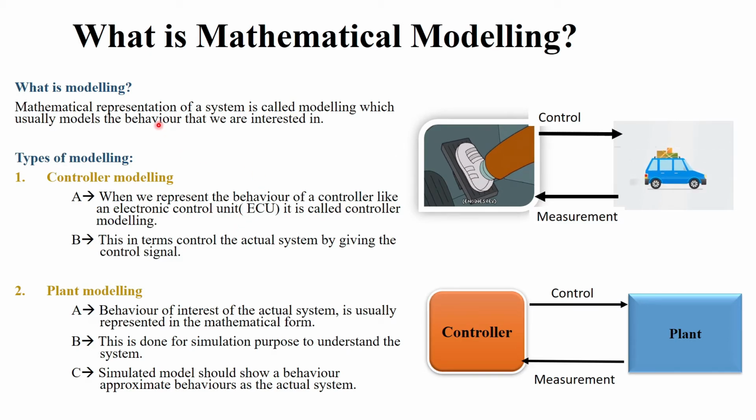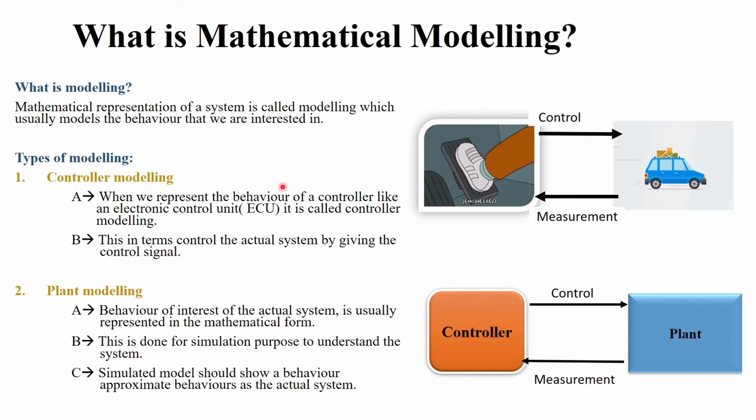Basically, mathematical modeling represents a system in which we are most interested in the behavior of the system, not in the structure of the system. And in this case, we usually have two types of modeling. Basically, we have controller modeling, which we do for building the different models for a controller which usually controls the system.